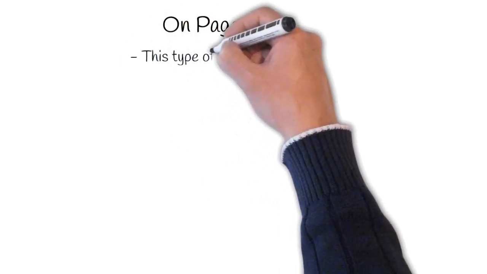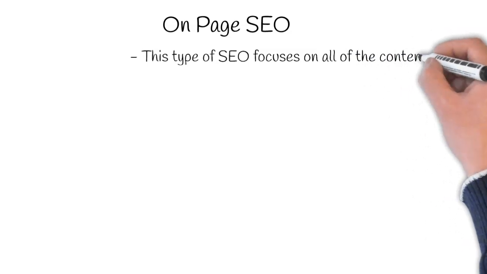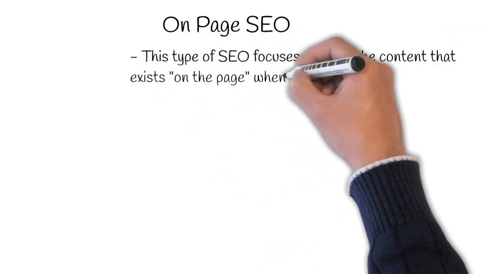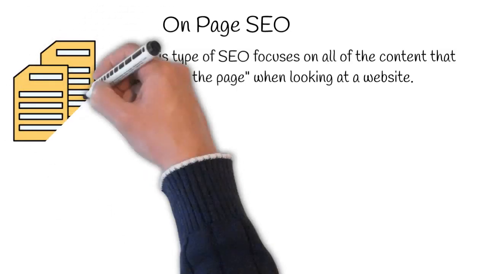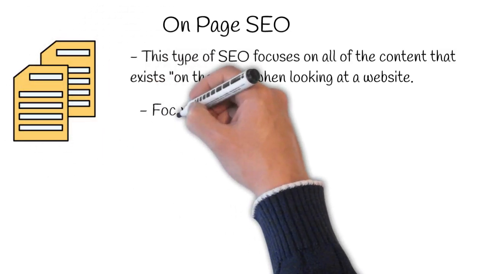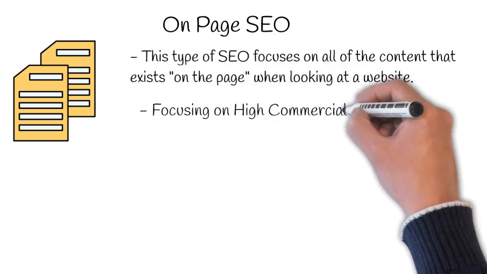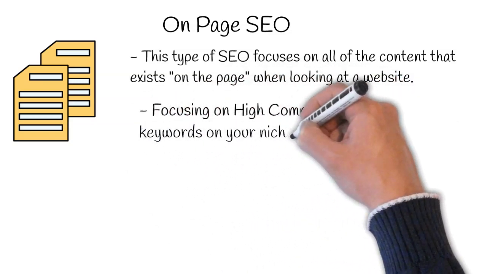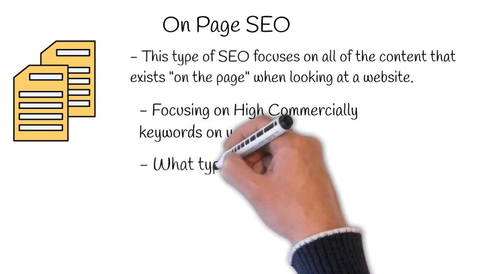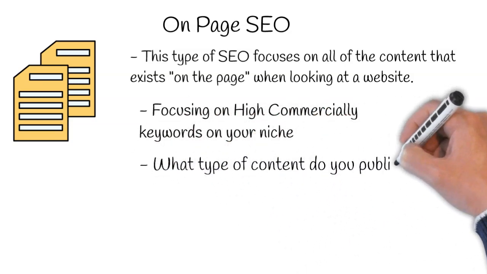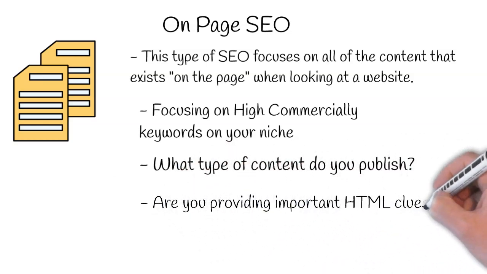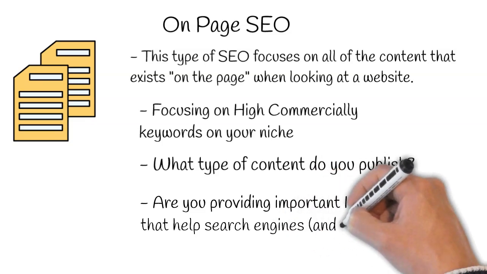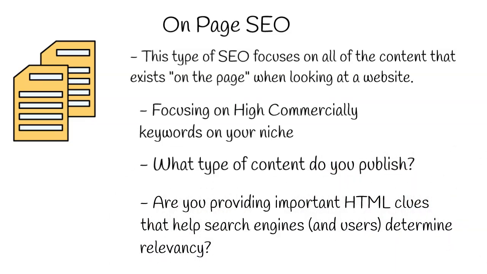On-page SEO. This type of SEO focuses on all of the content that exists on the page when looking at a website. On-page SEO is achieved by focusing on high commercial keywords in your niche. It depends on what type of content you publish. Finally, are you providing important HTML clues that help search engines and users determine relevancy?